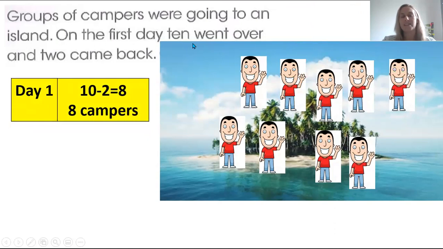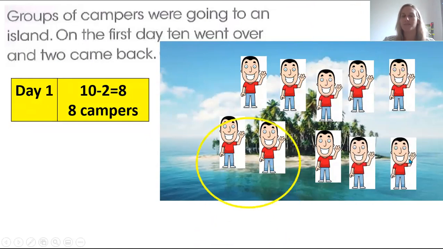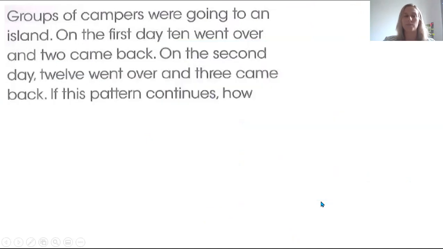On the first day, 10 went over and 2 came back. So that means out of my 10 happy campers, 2 of them decided to go home. So on day 1, we had 10 minus 2, we were left with 8 campers.